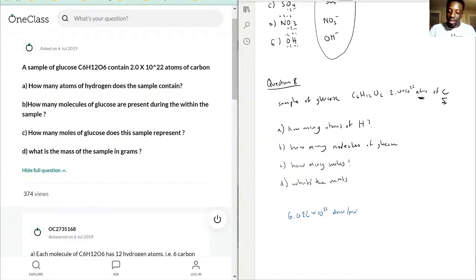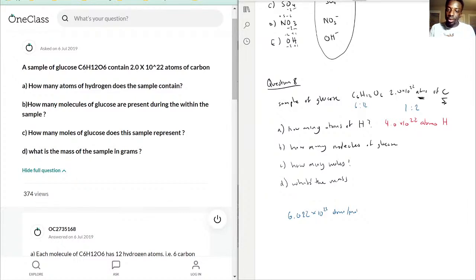Because right now it's asking us how many atoms of hydrogen. In this case, we just use ratios. So 6 to 12, right? That means for every 1 atom of carbon, there have to be 2 atoms of hydrogen. So by using that ratio, we can answer this right off the bat: there's going to be double of that. So that's going to be 4.0 times 10 to the 22 atoms of hydrogen. Okay, so that was relatively straightforward.